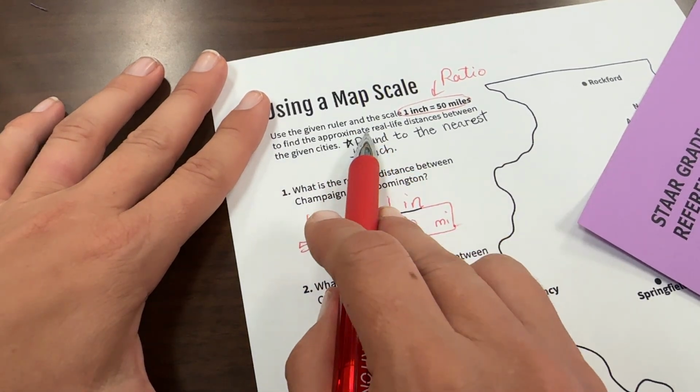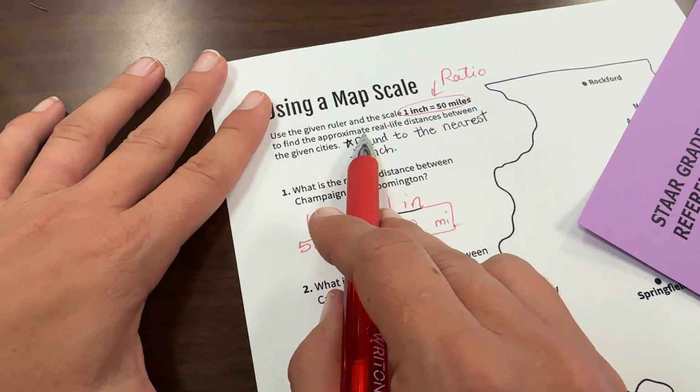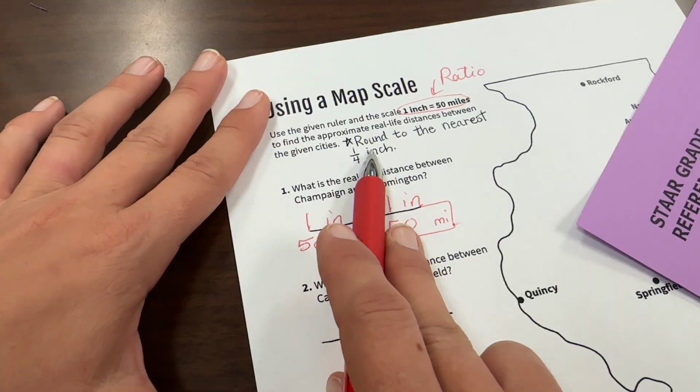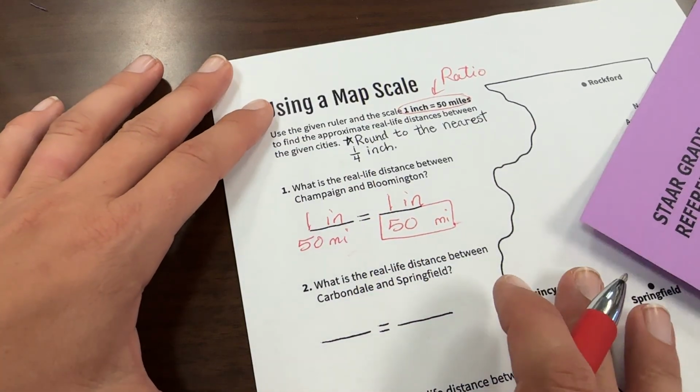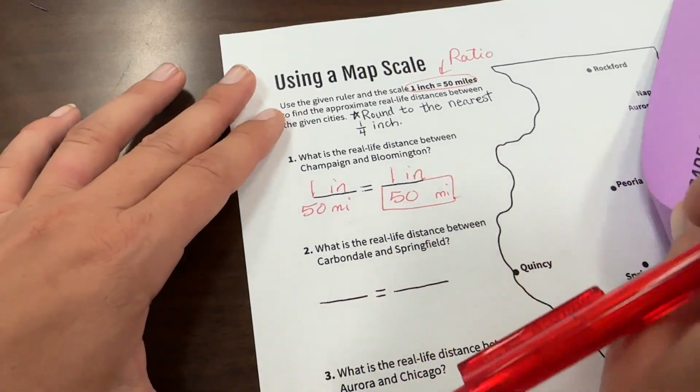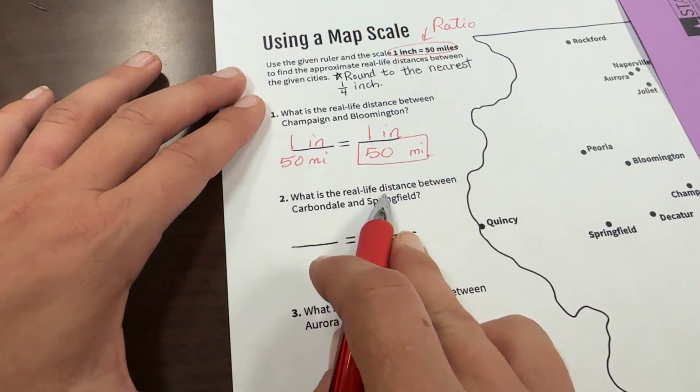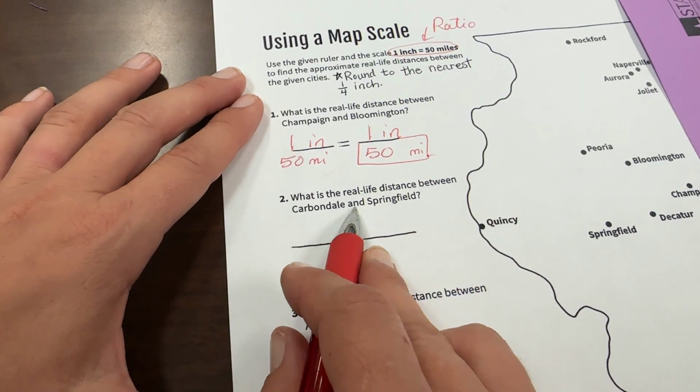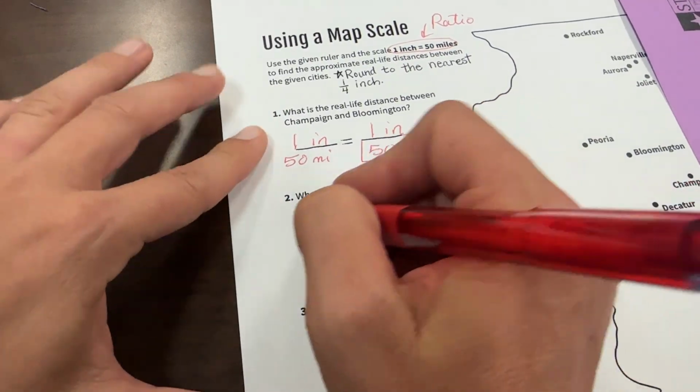Now this is an approximate, so it's not exactly, because we're rounding to the nearest 1/4 inch. Same thing on your homework. It's not going to be exact. So what is the real life distance between Carbondale and Springfield? We're going to put our scale right here.